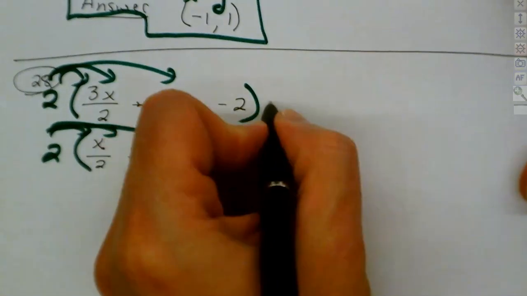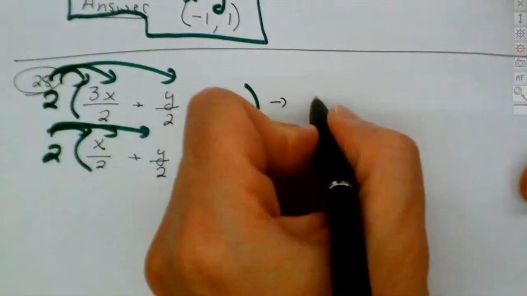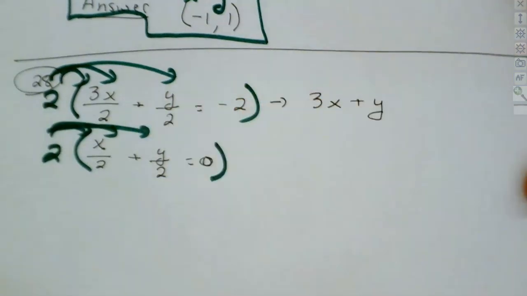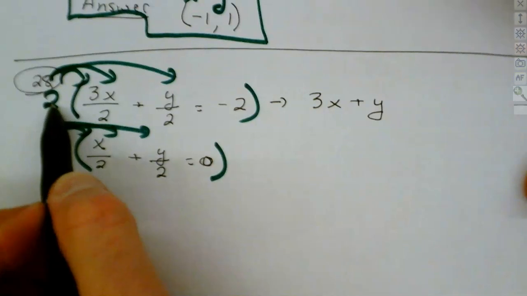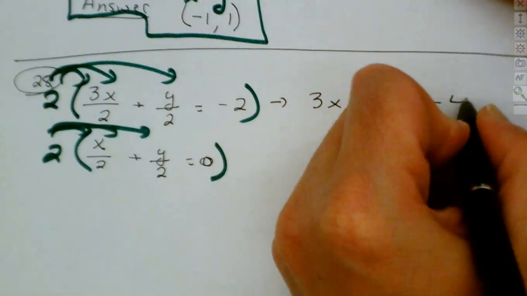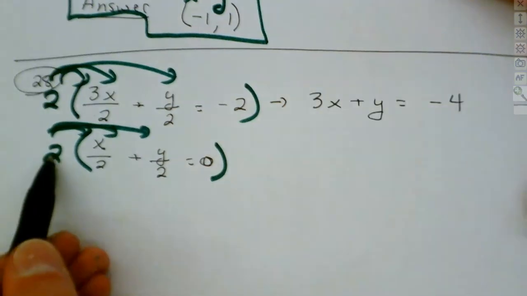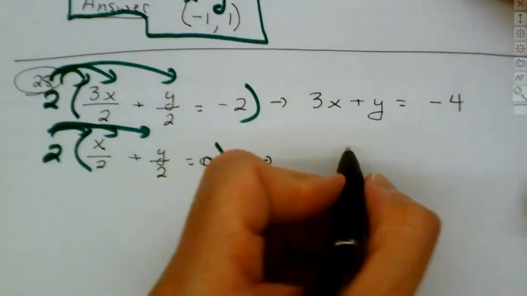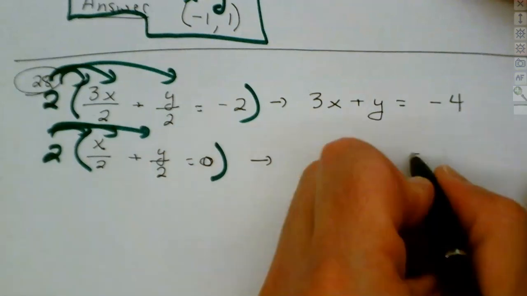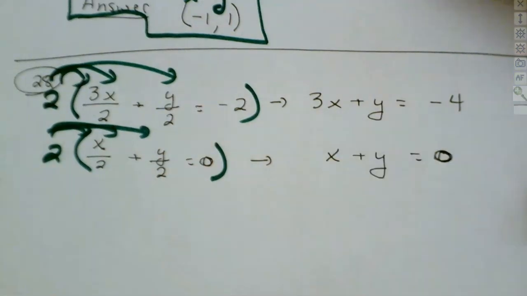When I do that, those cancel. 3x, those cancel. Positive y. Watch the right-hand side. 2 times negative 2 makes it a negative 4. Next equation, those cancel, so that leaves you with an x. Those cancel, so that leaves you with a y. And 2 times 0 is still 0. Now we've got something that we can very, very easily work with.